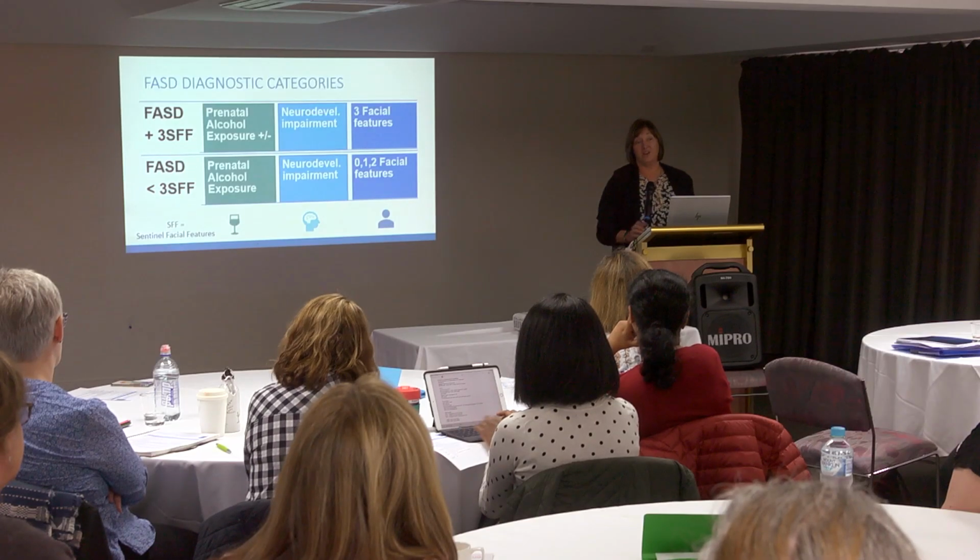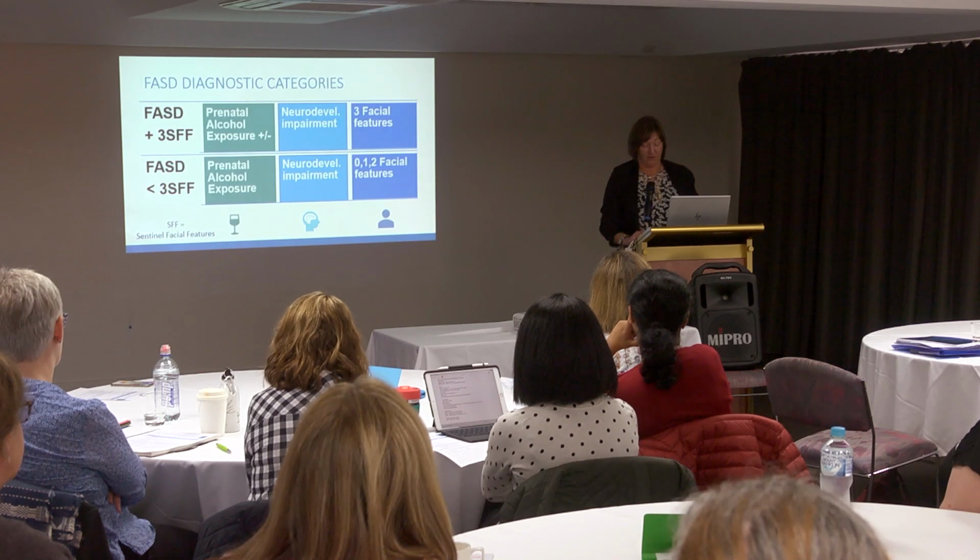Now, why wouldn't they have the physical features? Well, as we know, it's the first trimester in which the teratogenic effects of alcohol exposure may be manifest in either abnormal facial features or structural defects. In the second and third trimester, the brain continues to develop and there may be neurodevelopmental impairment at exposure during any time of the pregnancy.